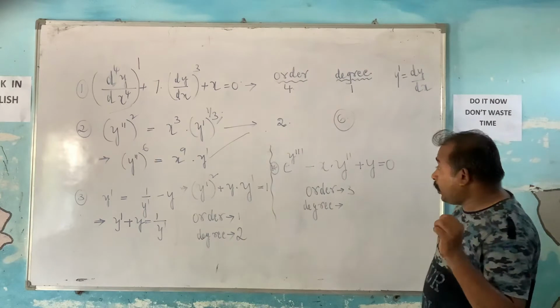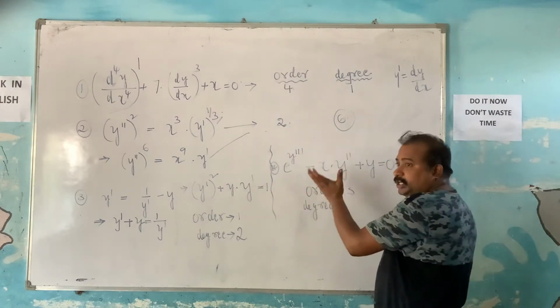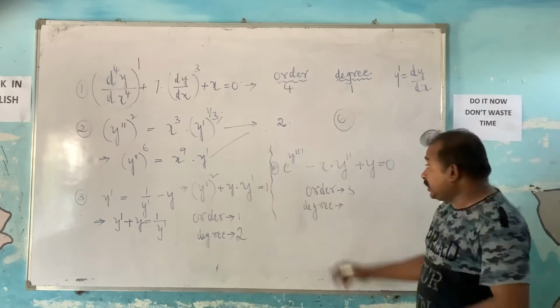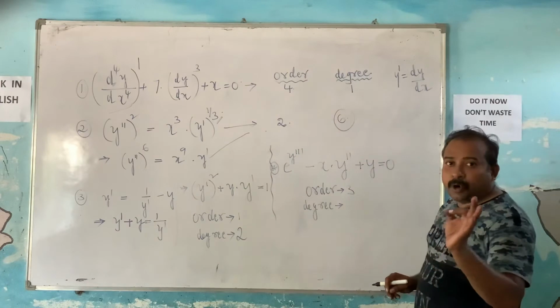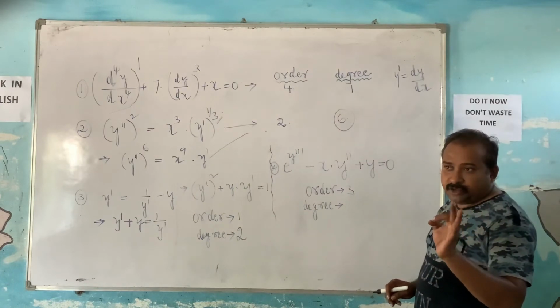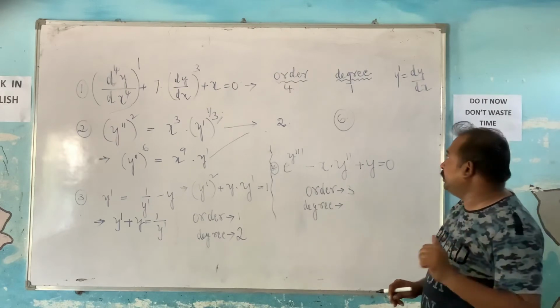And one more important point is, it should be a polynomial equation involving differentials. Here e power y triple dash is there. You can't express it as a polynomial equation in differentials. First of all, here I am using the word polynomial. What does that mean, polynomials?